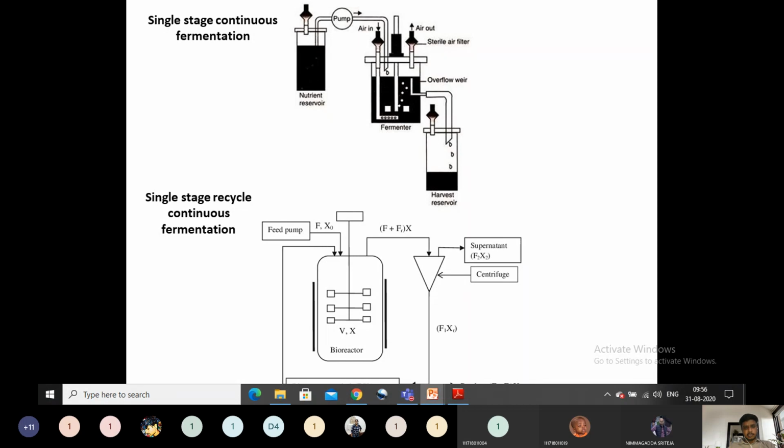There are three types of continuous fermentation processes. The first one is the single stage continuous process, in which a single fermenter is present. The nutrient reservoir holds the nutrient, which is the food, or media, for the microorganisms. We supply this nutrient from the nutrient reservoir to the fermenter. In this one, the bacteria play a major role in converting the substrate or reactants into useful products, which are then sent to the harvest reservoir, where separation of the product takes place.